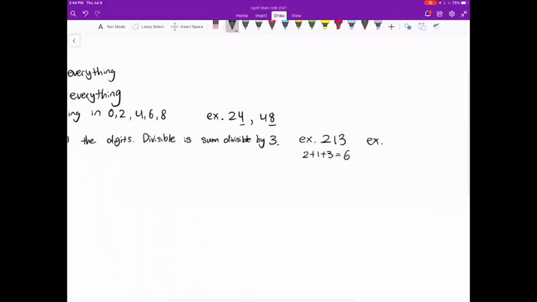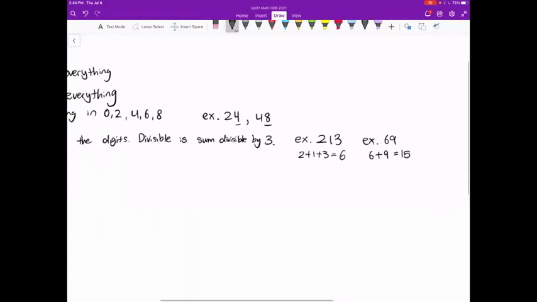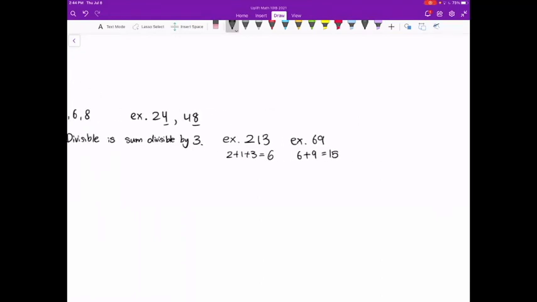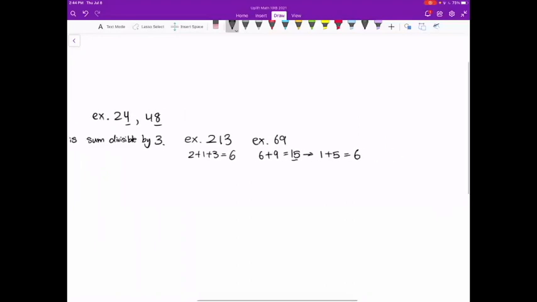Sure, we could have the number 69. And when we add it up, we would find that 6 plus 9 is equal to 15, which is indeed divisible by 3. But we can demonstrate how it can be repeated by finding if 15 is divisible by 3. We could add 1 plus 5, which would give us 6. And here we know that, like the previous number, 6 is divisible by 3. So 69 is divisible by 3.